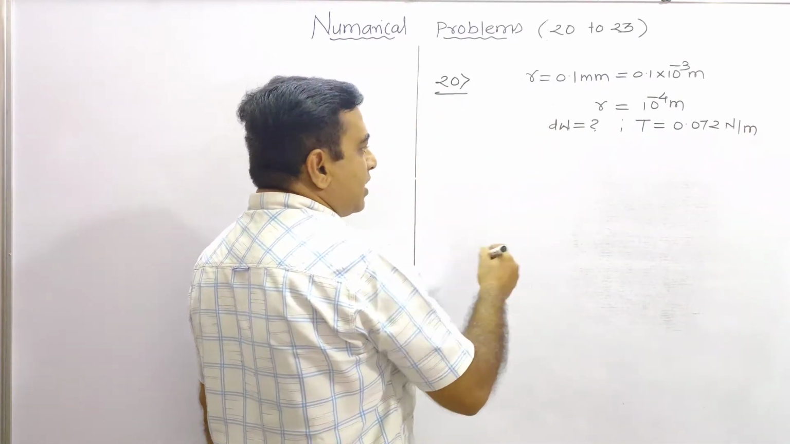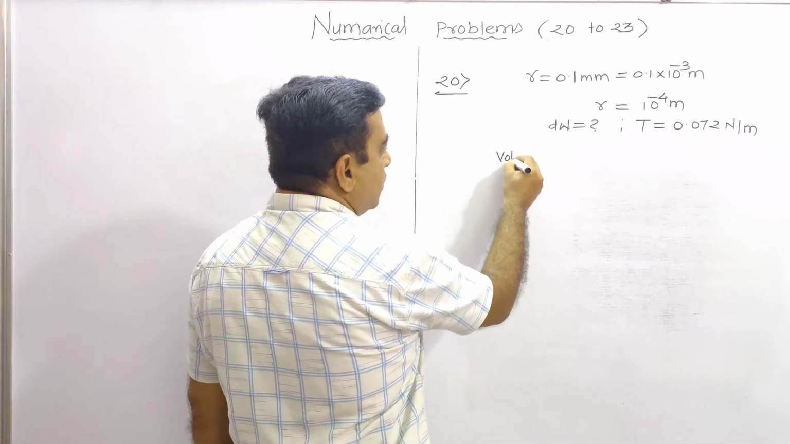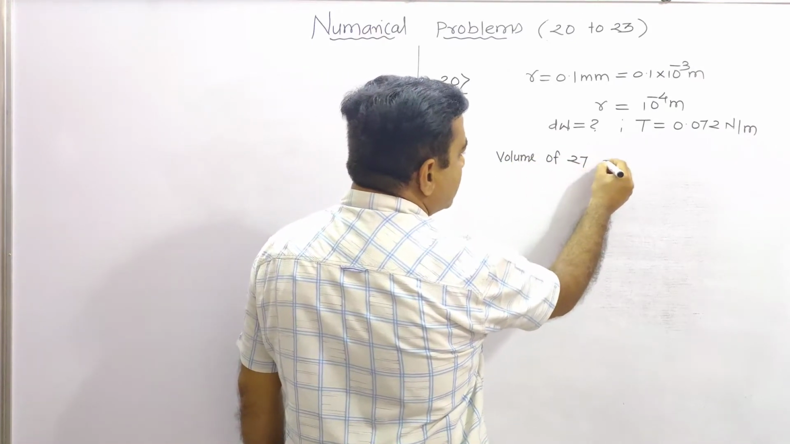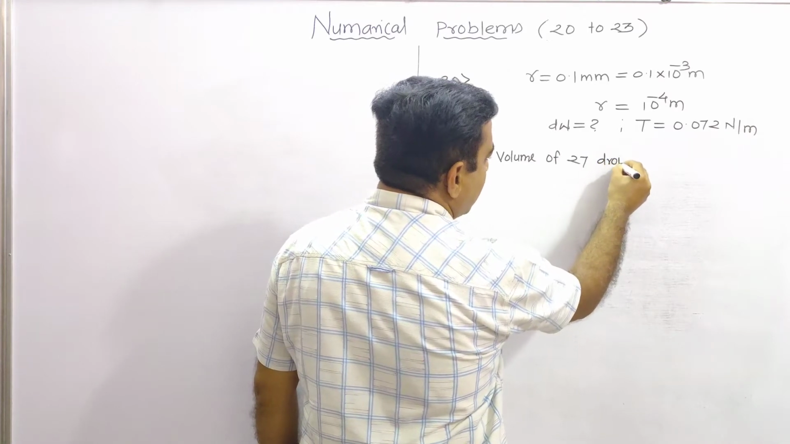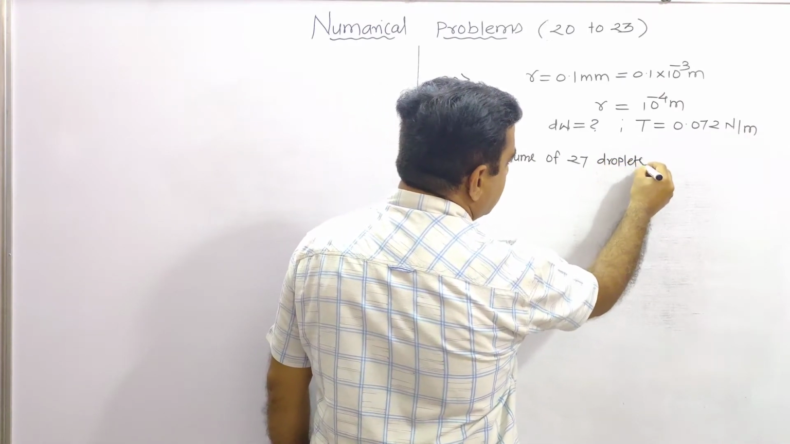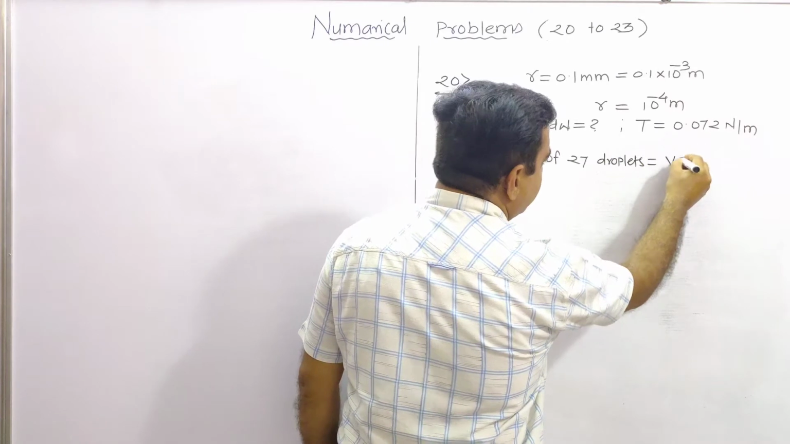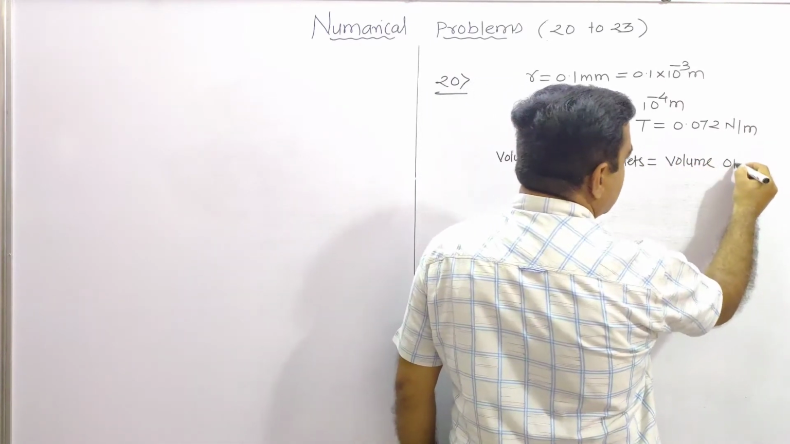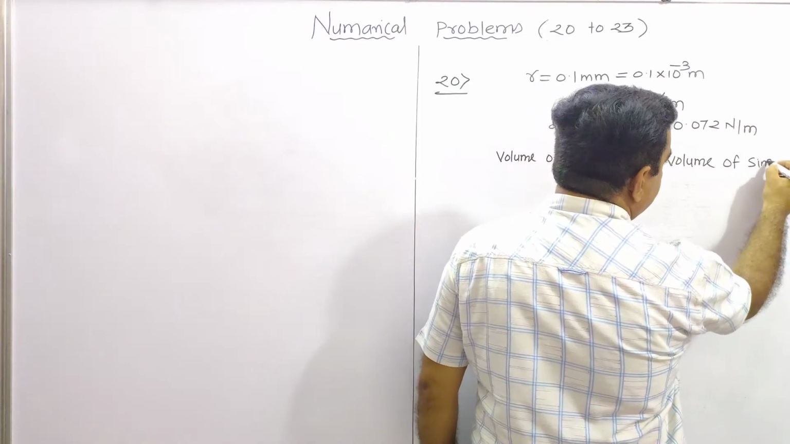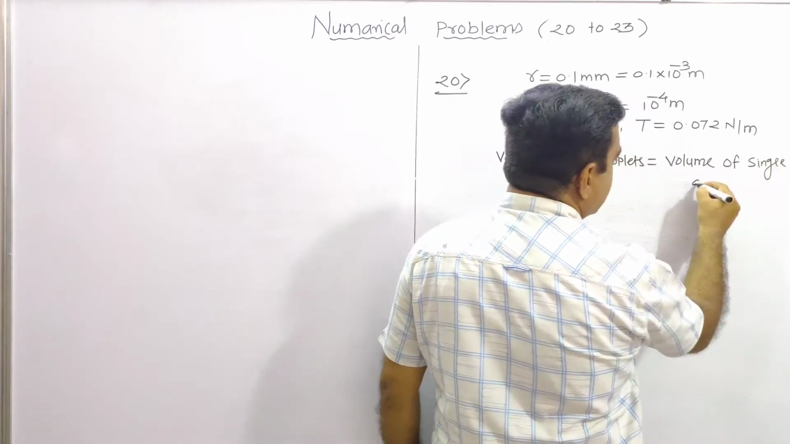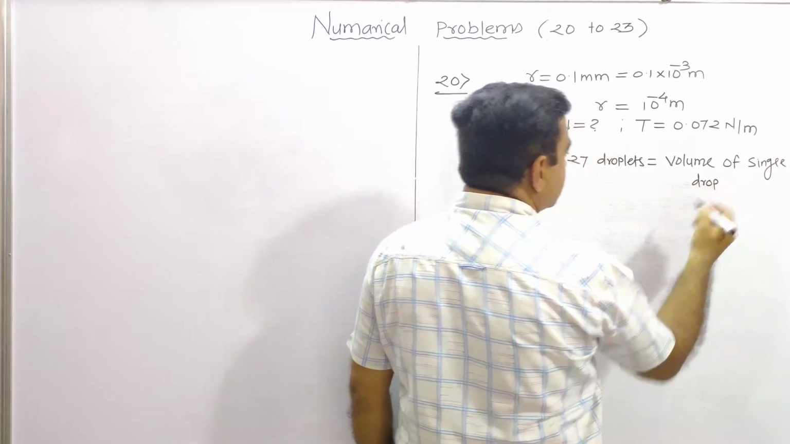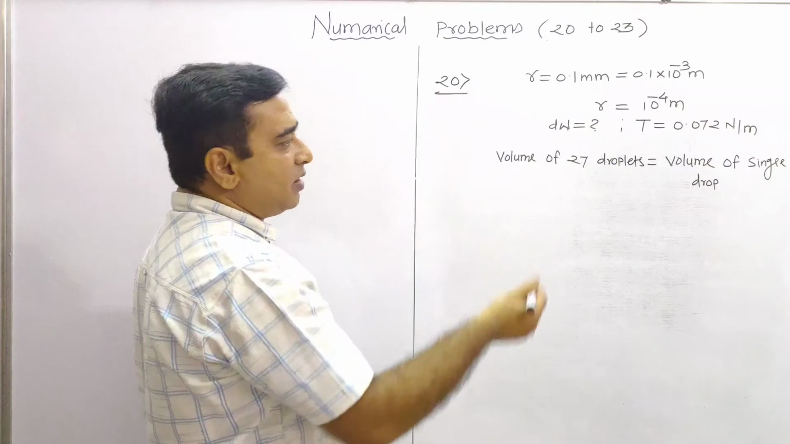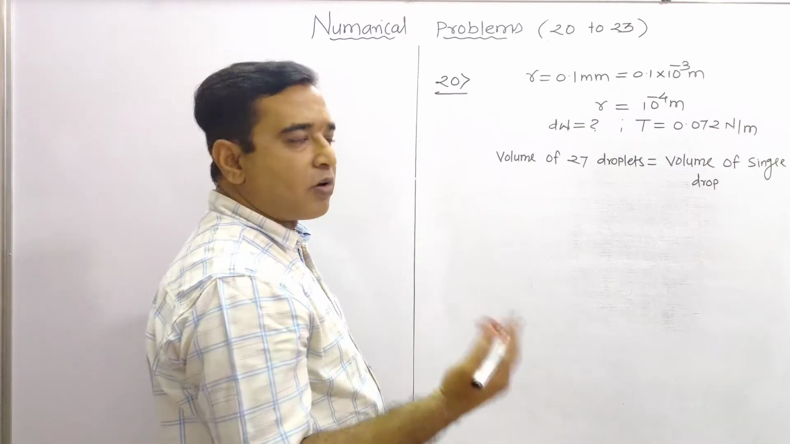So we know that the volume of 27 droplets is equal to the volume of the single drop. You will have to remember this, and directly in the next problem we are going to utilize the formula.